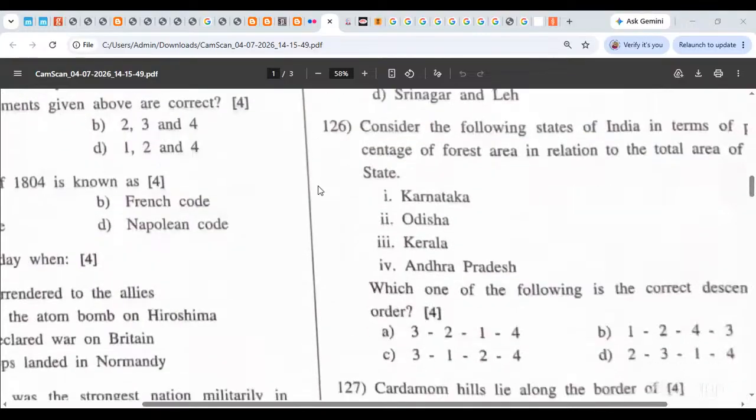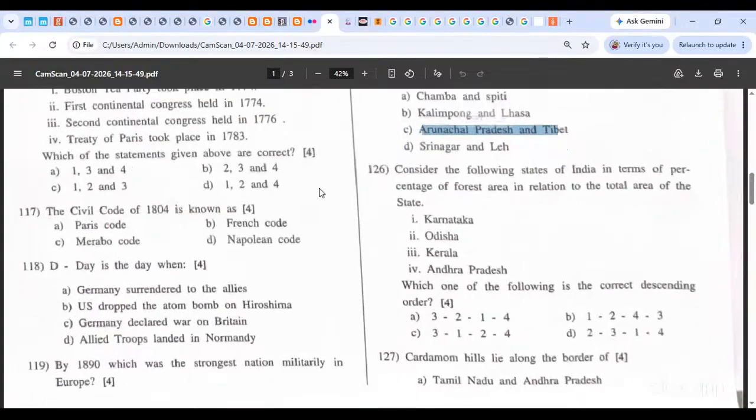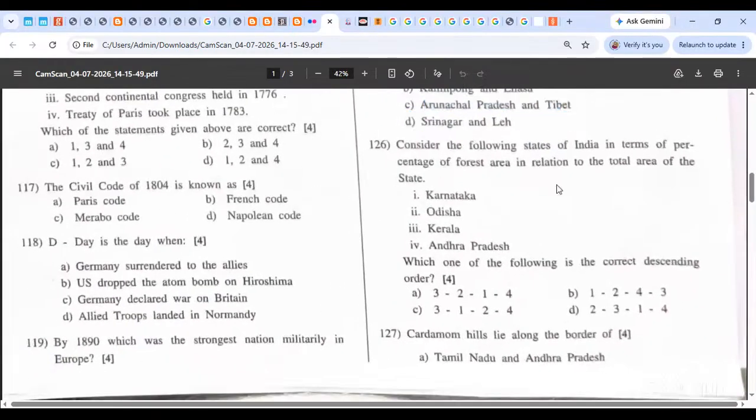All right. Moving forward, consider the following states in India in terms of percentage of forest area in relation to the total area of the state. This is an important question. Normally, when UPSC questions you, the kind of questions that they'll ask you is which is the state with the highest percentage of forest area.